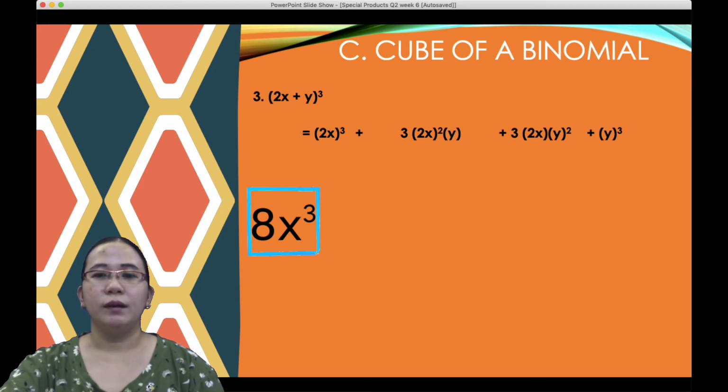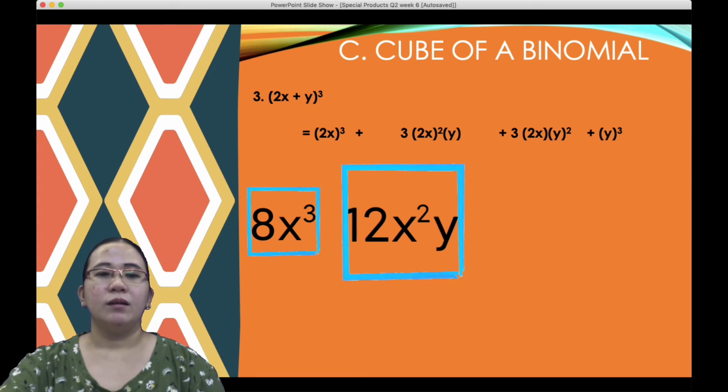Next, to get the second term, always multiply 3 to the square of the first term, which is 2x. So, 3 times 2x times 2x is 12x squared. Then, multiply it to the second term, which is y. So, 12x squared times y is 12x squared y.